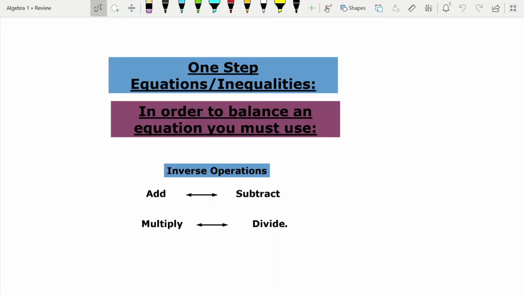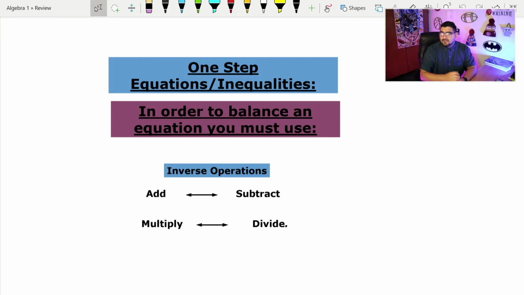Today we're going to be talking about how to solve one-step equations in case you may not know how to. Alright, so let's go ahead and get started. The main principle behind solving one-step equations has to do with keeping balance and understanding what an inverse is.